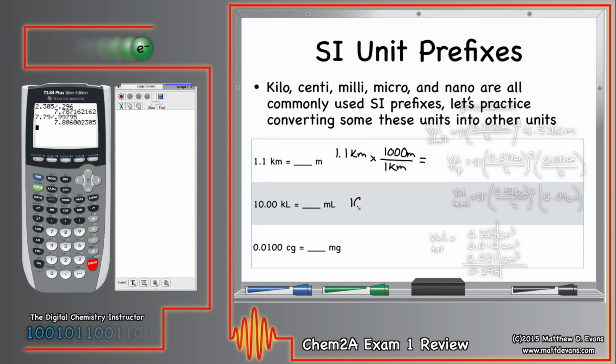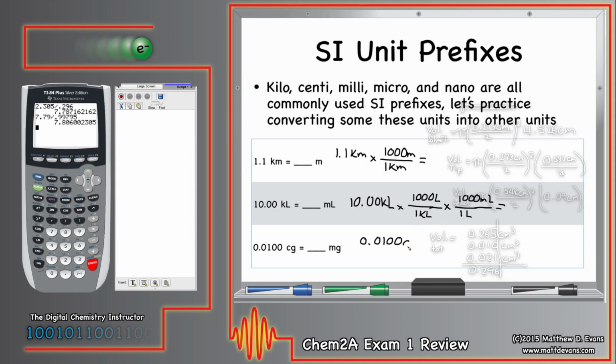So this next question, we're starting with 10.00 kiloliters, but this time we're going to milliliters, and what I suggest when you're first learning this is to say 1 kiloliter is 1,000 liters. I'm taking this to what I call the base unit being liters. And then from the base unit, I'm going to say 1 liter is 1,000 milliliters. And we'll calculate that in just a second. So everything cancels properly. I'm left with milliliters.